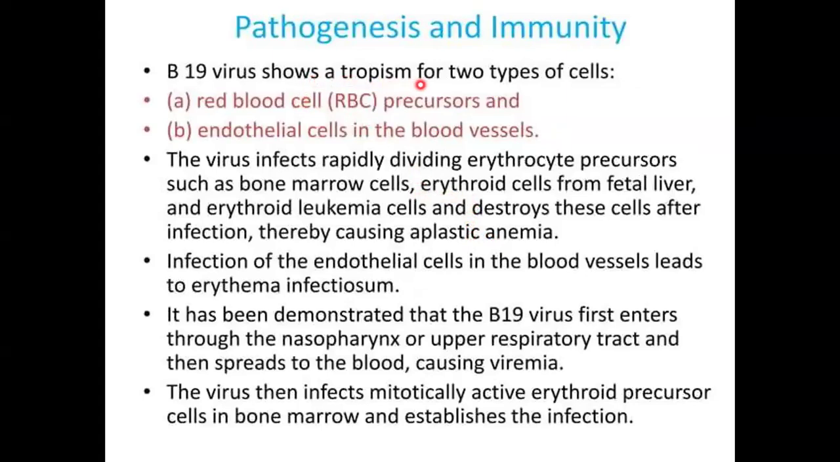Parvovirus shows tropism for two types of cells: RBC precursors, so the immature red blood cells, and endothelial cells of the blood vessels. The virus infects rapidly dividing erythrocyte precursors, such as bone marrow cells, erythroid cells from fetal liver, and erythroid leukemic cells, and destroys these cells after infection, thereby causing aplastic anemia.